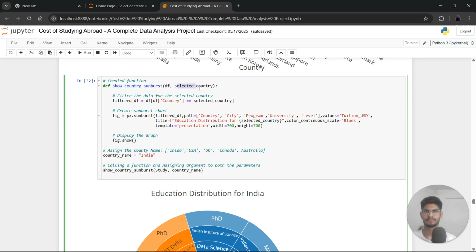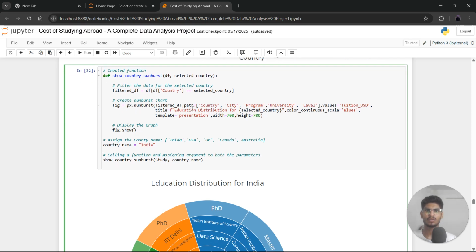These are the parameters I have used. I am using the country because I will be giving one country to it, and then the country will be selected and the data will be filtered on behalf of that country, and these columns will be shown, because I will show you what I am doing right here.